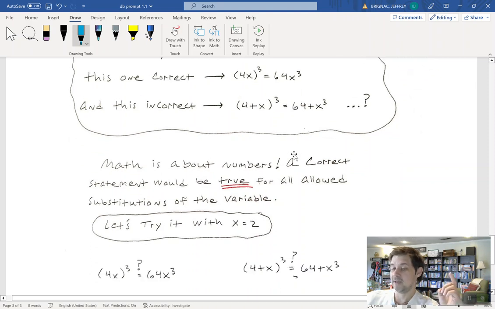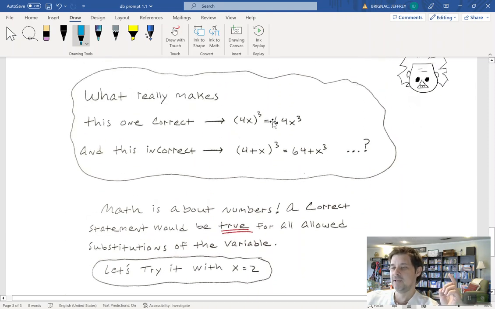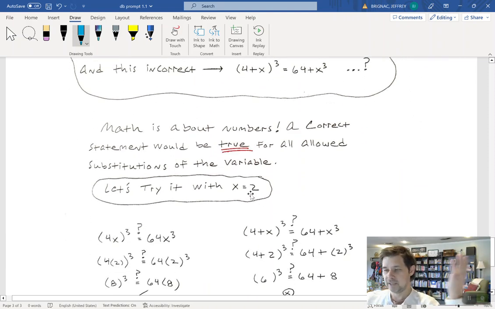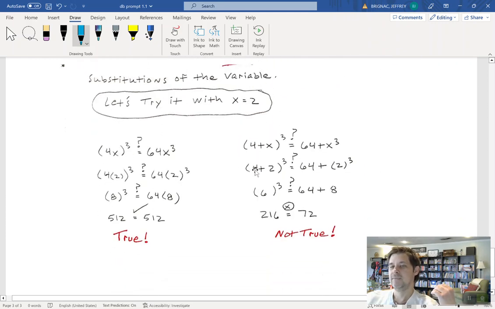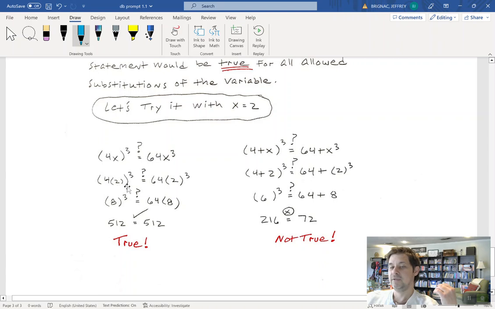So let me show you that. I'm going to take these 2 statements, and I'll take a number. Let's take 2. 2 is a simple number. You can pick another number if you want to. All right? So I take this statement, I put a 2 in. I'm wondering, is 4 times x to the third power going to be the same as 64x to the third? So I put 2 in, and I work out each side independently.